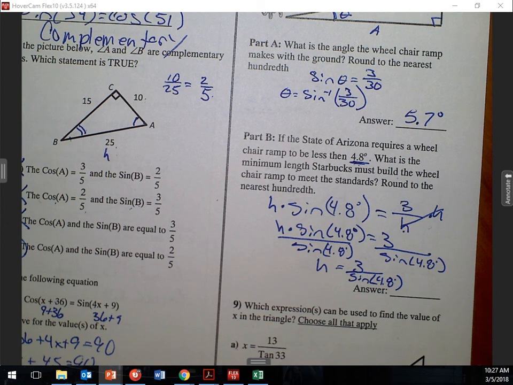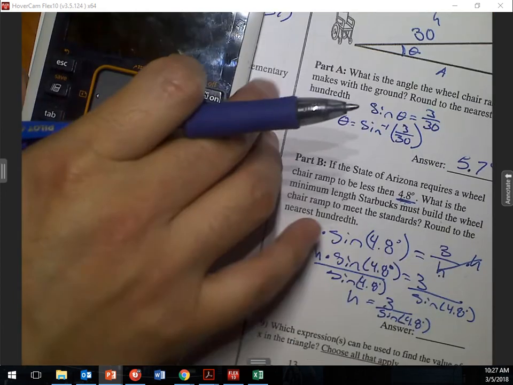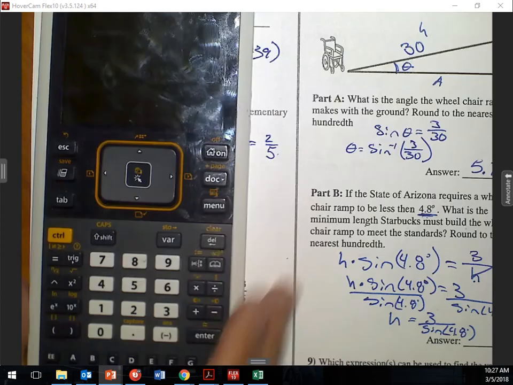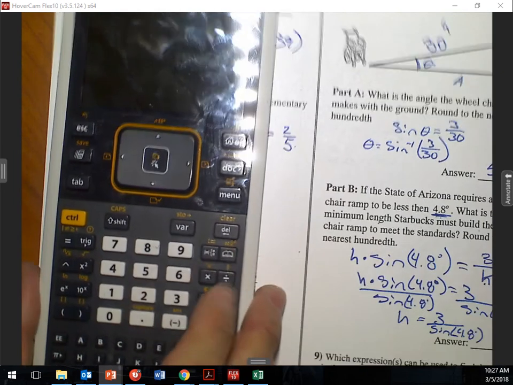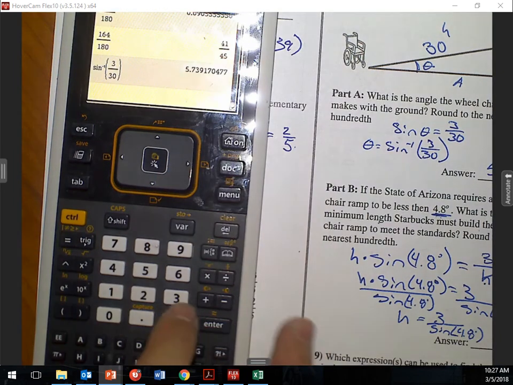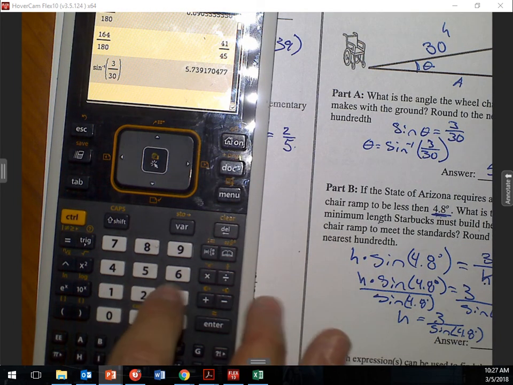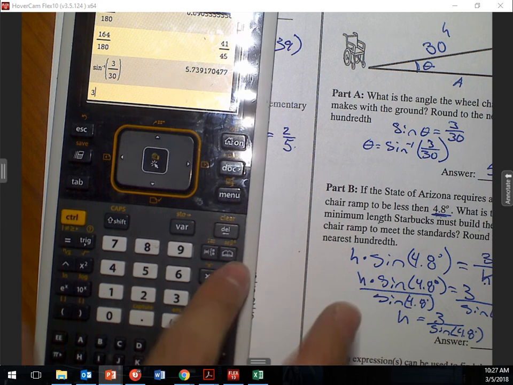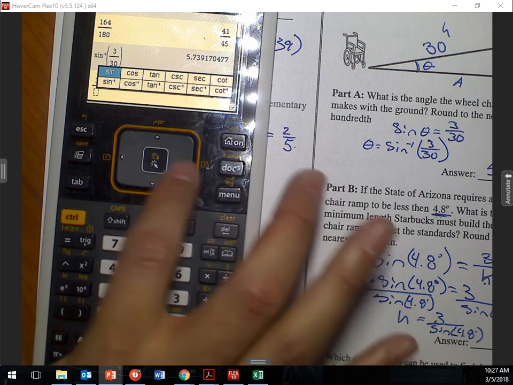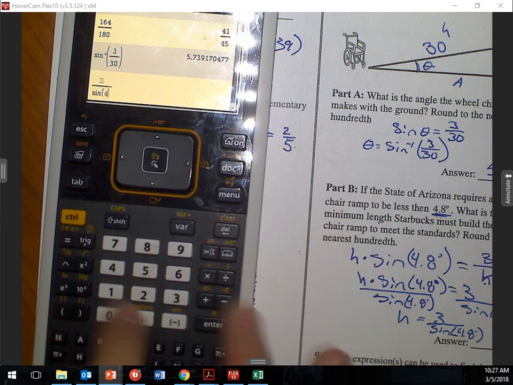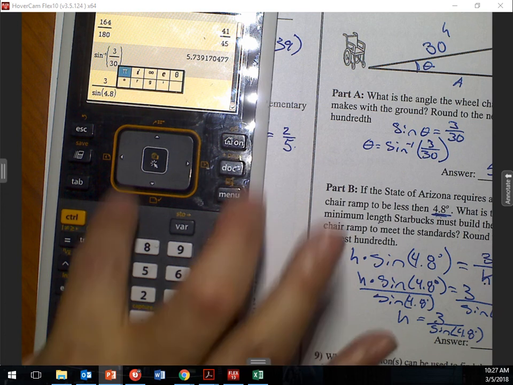What is it going to be? 35. That sounds better. So it's 3 divided by, I put 4 in, no wonder. Okay, let me see, 3... It's because I didn't put the point, that's why. Okay, sine 4.8 degrees.